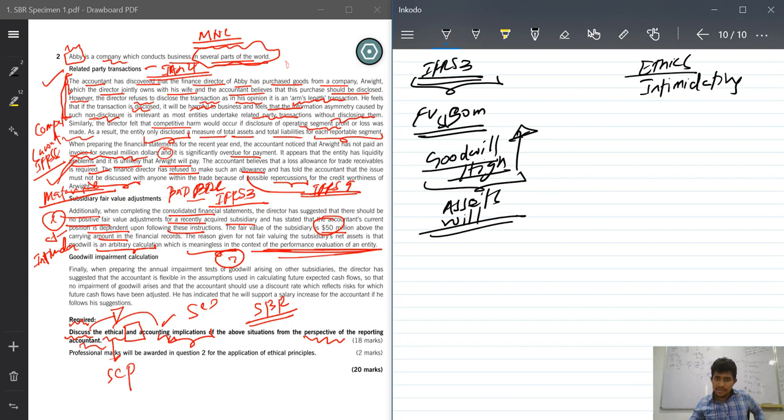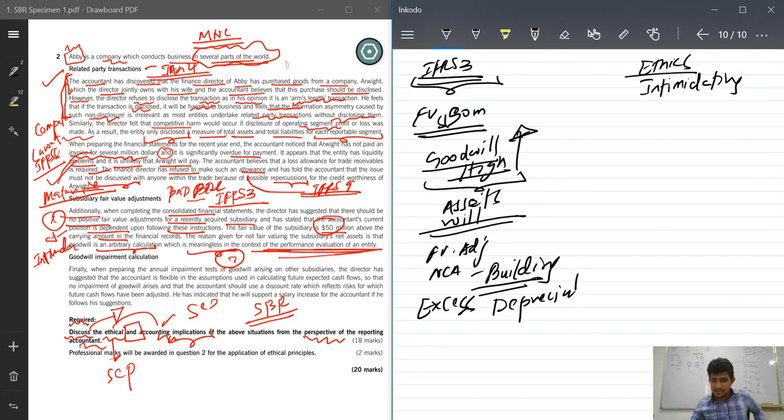Another problem is if there is a fair value adjustment, and suppose it is a non-current asset such as a building, there will be excess depreciation. If there is excess depreciation, then there is a problem: the future profits will be less. If you record this, the future profit will be less. So if the future profits are less, the EPS also will be going down.